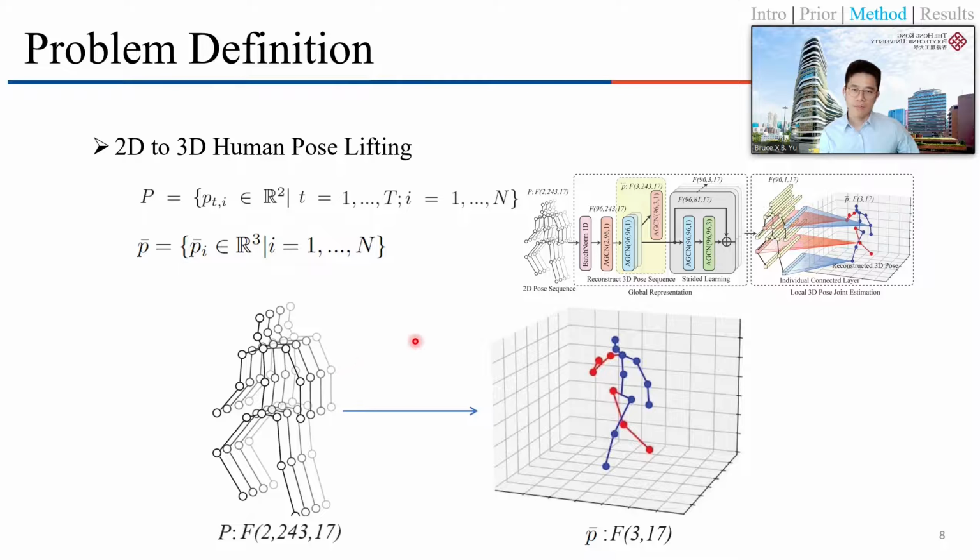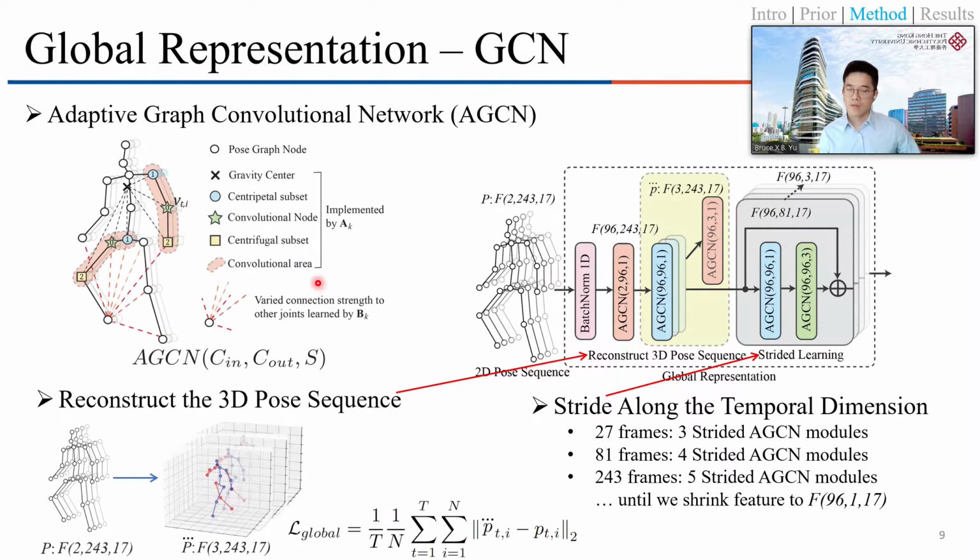So the goal of our method is to estimate the 3D pose from a sequence of 2D pose data. Globally, we represent the 2D pose sequence by using an adaptive graph convolutional network. We utilize several GLA-GCN blocks to reconstruct the 3D pose sequence first, which is optimized by a global loss, and then we shrink the feature along the temporal dimension by using several layers of the strided GLA-GCN modules until the feature is shrunken to the size of 96 by 1 by 17.